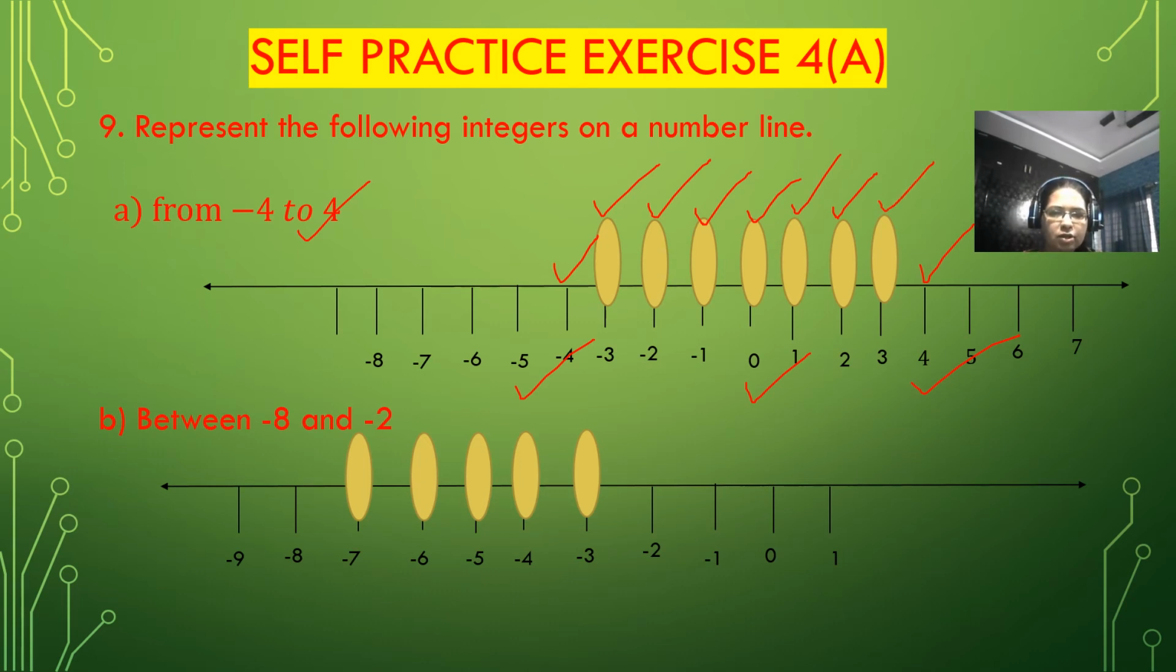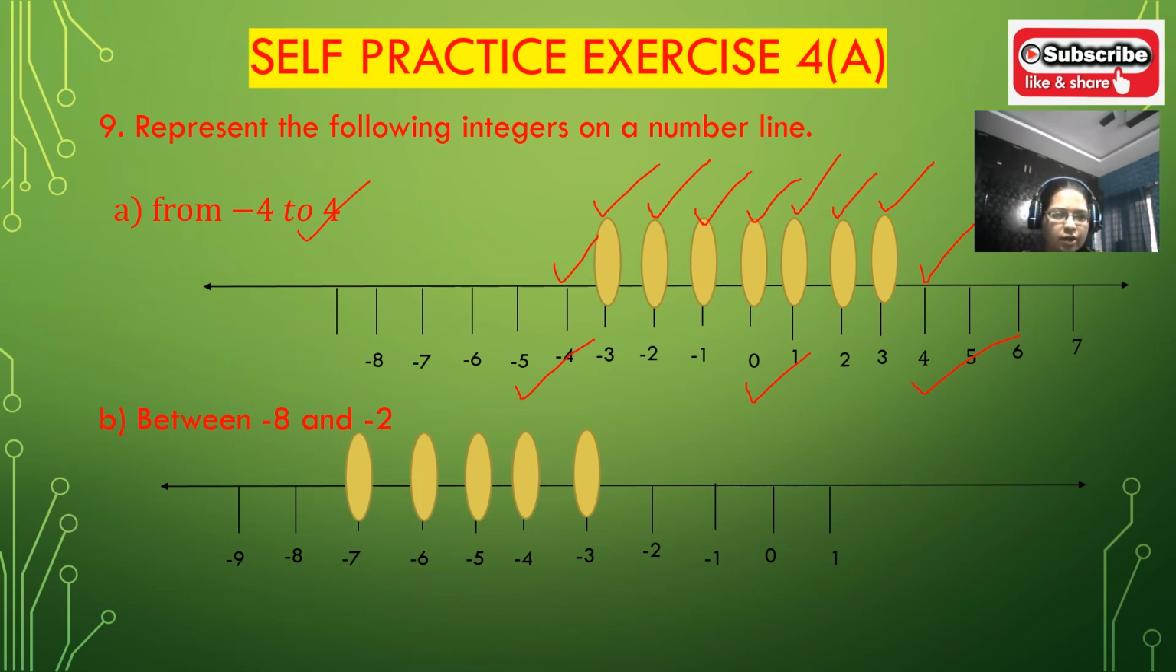We have represented these integers on the number line from minus 4 to 4. From minus 4 to 4 the integers are minus 3, minus 2, minus 1, 0, 1, 2 and 3.